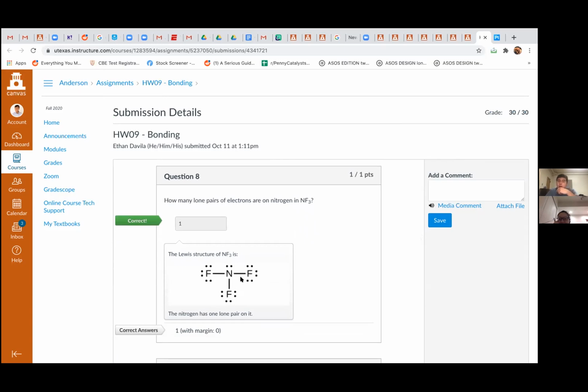For NF3, why don't you put a double bond? Because you have enough.